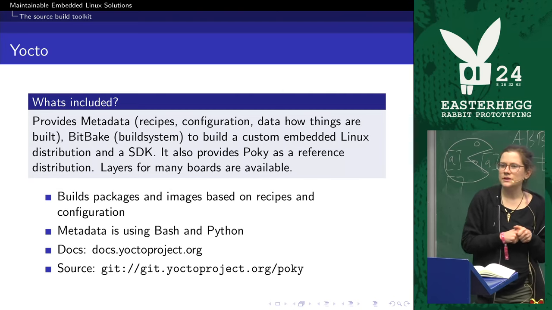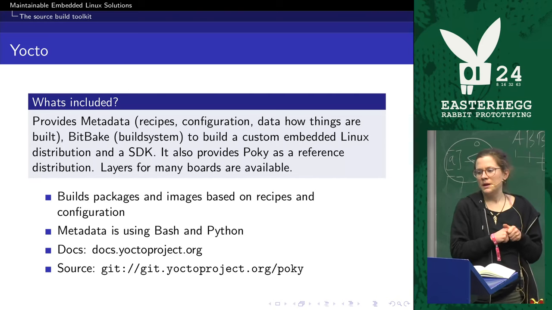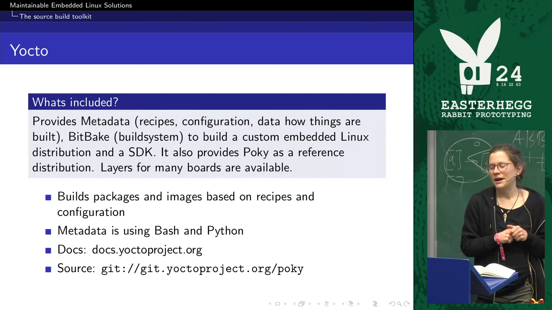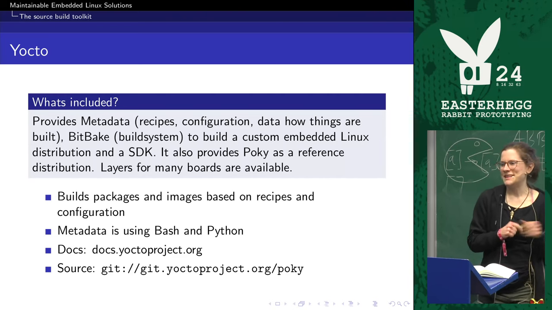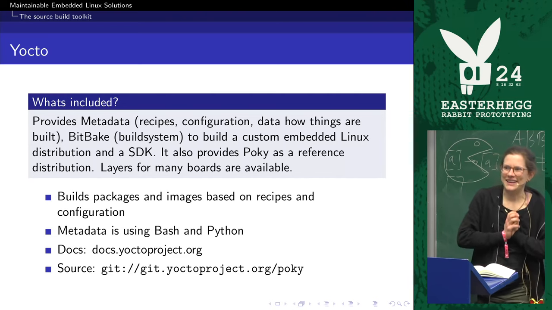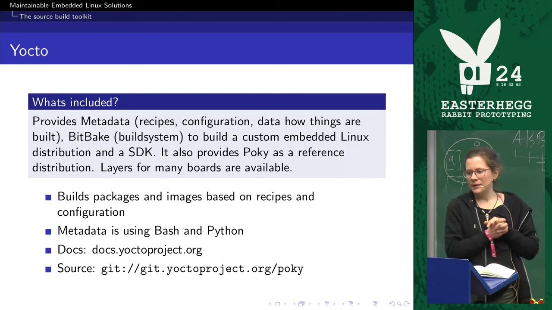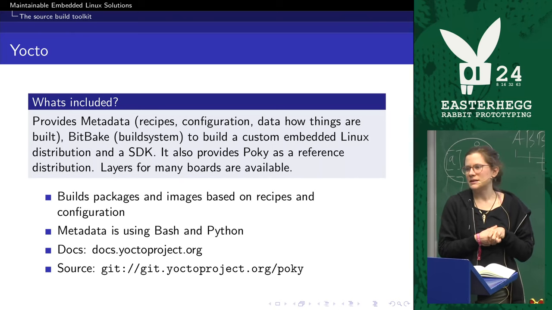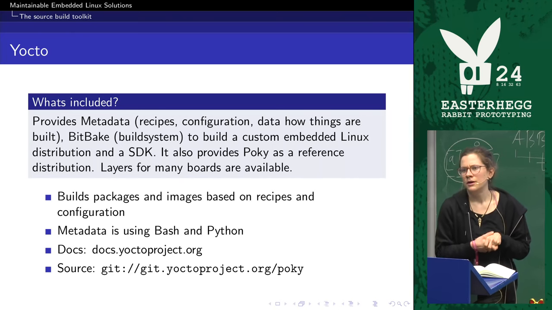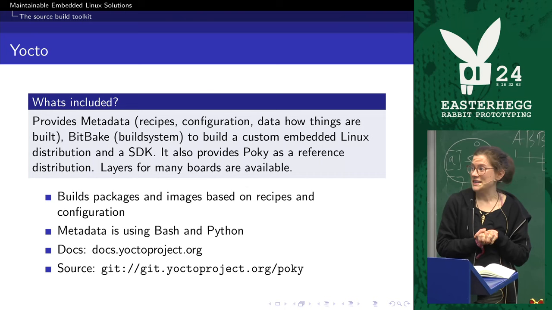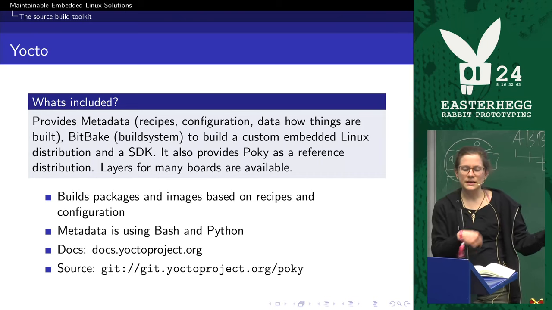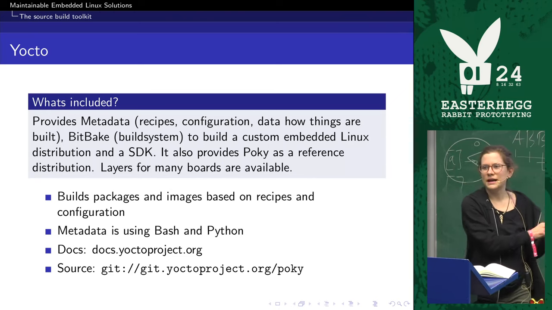Also included is Poky, which is a reference distribution. Many people start from taking a look at Poky and then deriving from it. Instead, it might be better to directly define your own distribution, by the way. And also layers for many boards are available. So, for example, there is a layer for the Raspberry Pi. There is a layer for ESP32 as well. So you have already included the support of many different kinds of hardware boards.